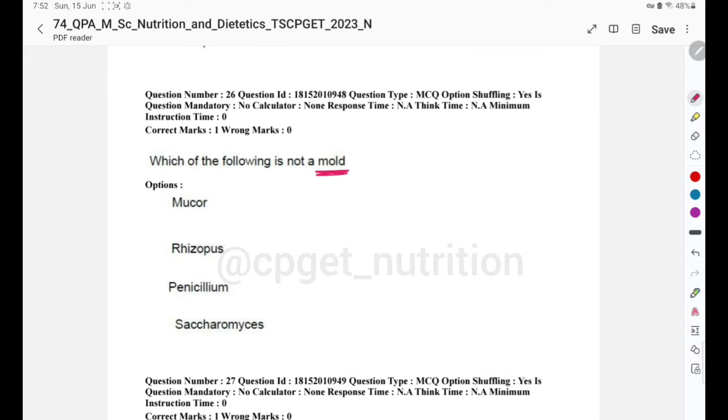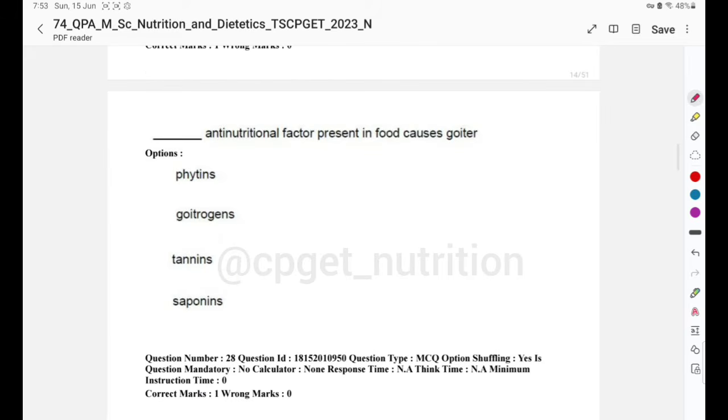Moving on to the next question, which of the following is not a mold? So the first three options, Mucor, Rhizopus, Penicillium, are molds, and the last option, Saccharomyces, is not a mold because it comes under yeast.